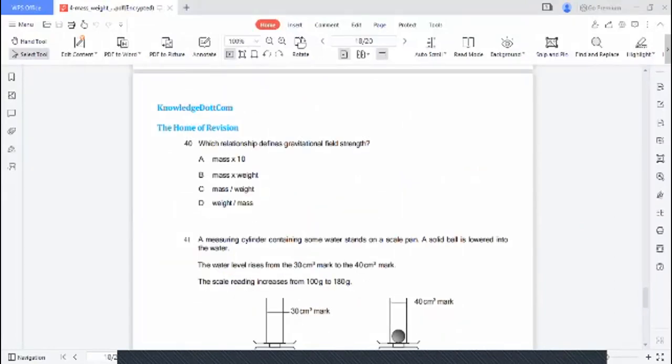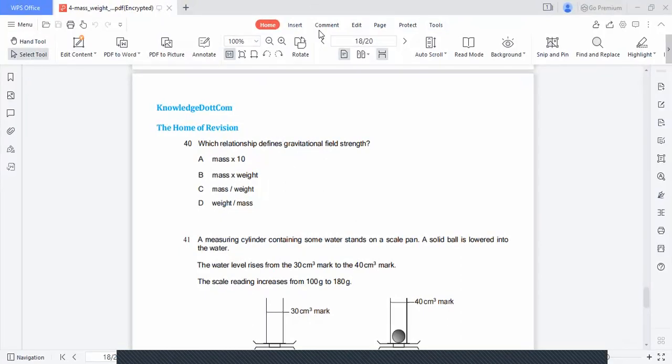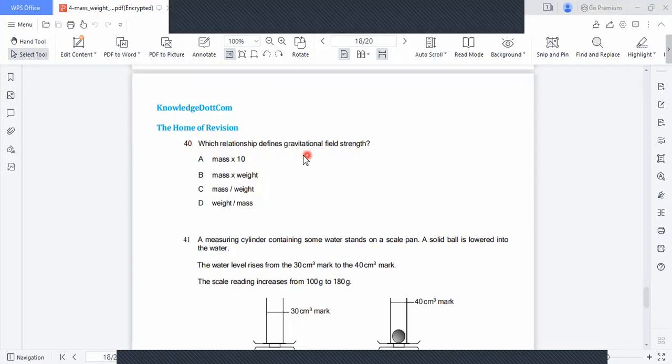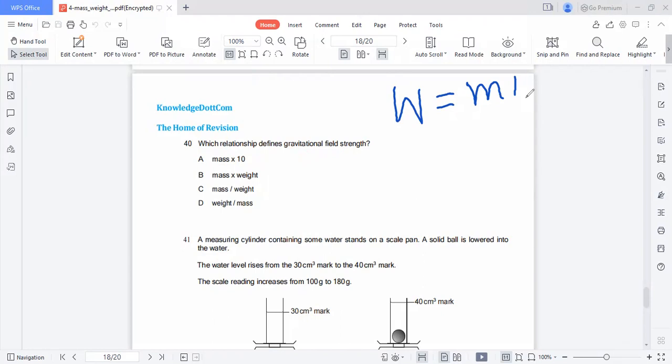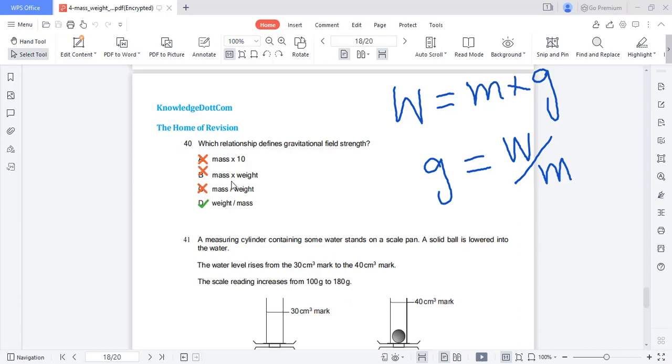Next is: which relationship defines gravitational field strength? We know that gravitational field strength comes from the formula of weight, which is mass times gravitational field strength. And gravitational field strength is weight over mass. So our correct option is weight over mass. So weight over mass is this one. So these are incorrect options.